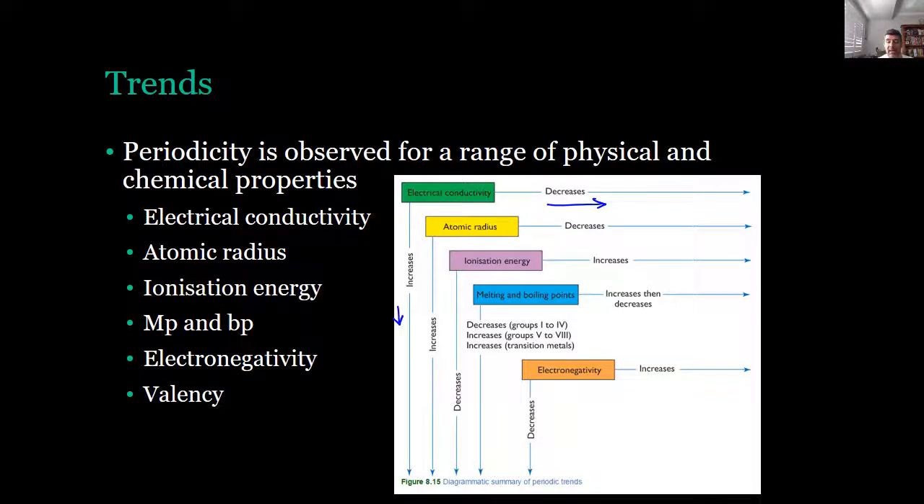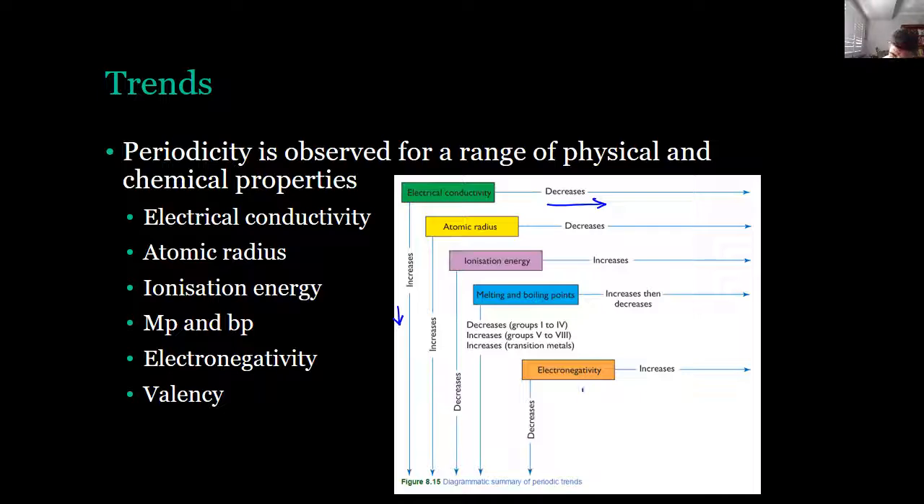Likewise, the atomic radius decreases across a period. This is for reasons of the fact that the nuclear charge gets stronger, more protons in the nucleus, so that pulls the electrons in a little bit tighter. And for equally obvious reasons, we're starting a new electron shell, so it increases as we go down the group. And you can see patterns there for ionization energy, melting and boiling points, and electronegativity as well.